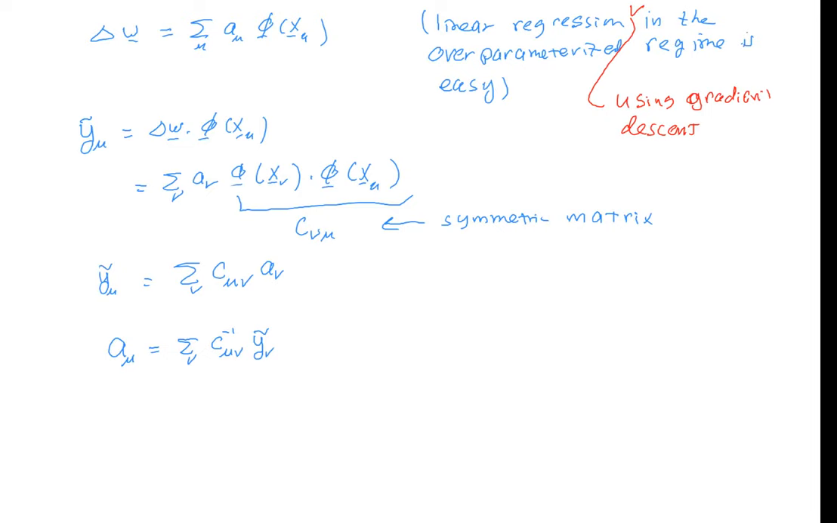Okay. And if you look up here, that just means that delta W equals the sum over mu of A mu, which is the sum over nu of C mu nu inverse. And actually write it like this: phi of x nu, C nu mu inverse, y tilde mu. Okay.